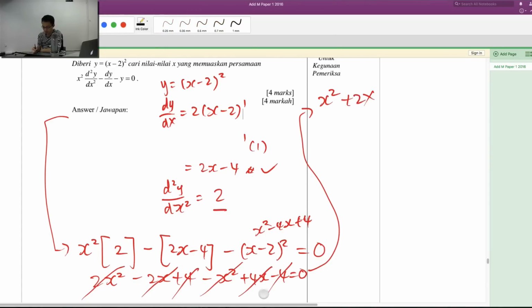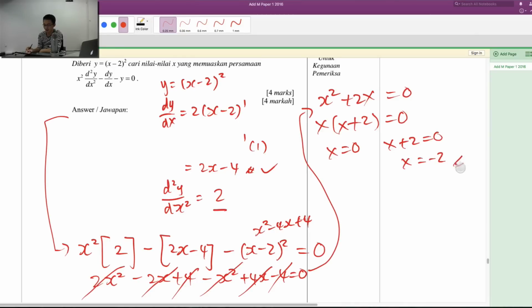Then 4 minus 4, I get 0, equals 0. So I factorize out x, I get x(x plus 2) equals 0. So x equals 0, or x plus 2 equals 0. So this one, x equals negative 2. Done. 4 marks. Alright, it's not so difficult.